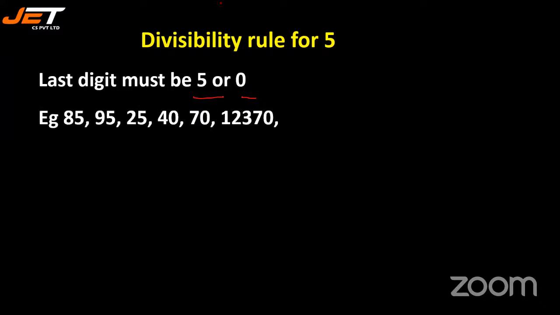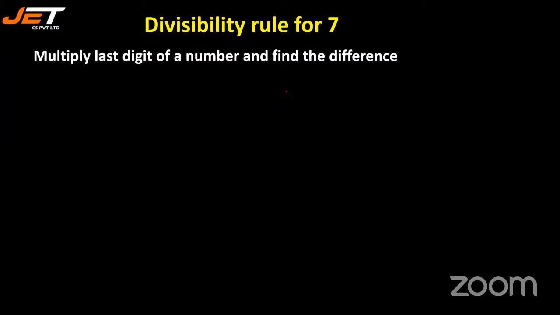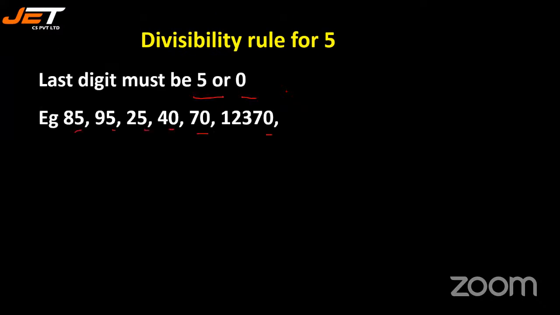Whatever it is: 85, 95, 25, 40, 70, 1,2370. All these numbers are ending with either 5 or 0. That means all these numbers are divisible by 5. That's all about the divisibility of 5.